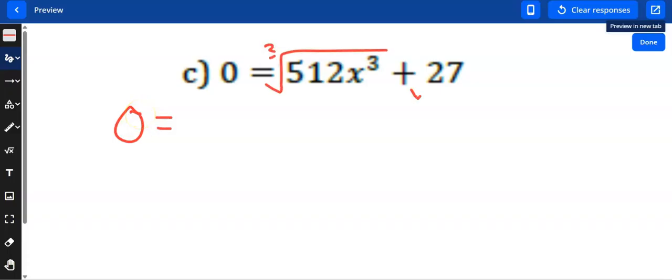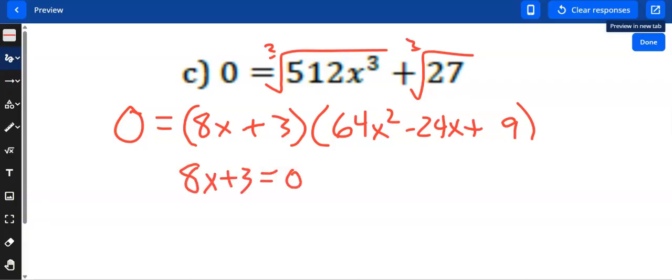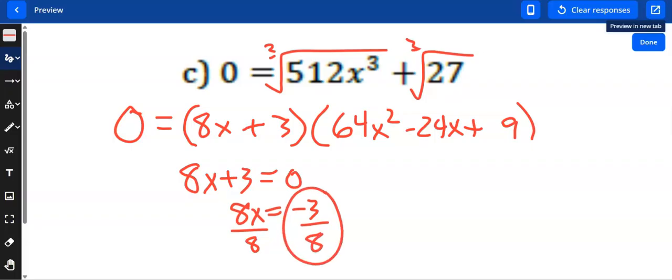So, cube root. 8x plus 3. Square the first one. Square the last one. Multiply them and get that together and take the opposite sign. Okay. Set the first one equal to 0. Tad bit more work than normal. Negative 3 over 8.